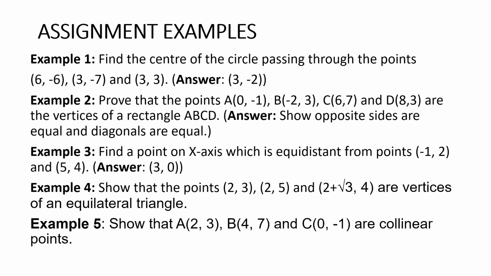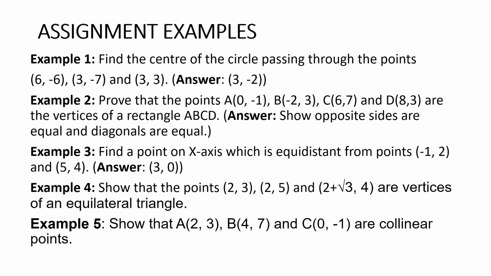Now some assignment examples. We have discussed all the different types of examples. Based on that, I have given some assignment examples. You can solve them. Answer is given. If there is any query, you can write in the comment section. First one is find the center of the circle passing through the points (6, minus 6), (3, minus 7) and (3, 3). Just now we have seen an example which is of this type. The answer is center coordinates are (3, minus 2).